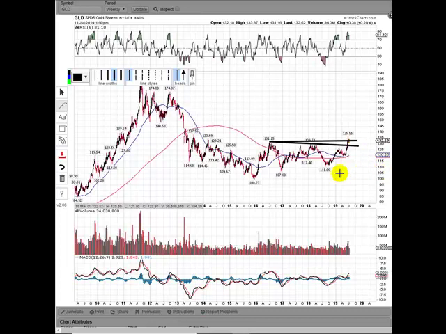Now, what can you get? Of course, you can get a pullback before heading higher, and that could be either a shallow or a bigger pullback. So there's several things that can happen. We've already been through part of a consolidation. We can go up from here. We can have a minor correction of sorts and go up from here, or we can have a much deeper correction where we come back closer to the 50-week and 200-week moving averages and then head higher.